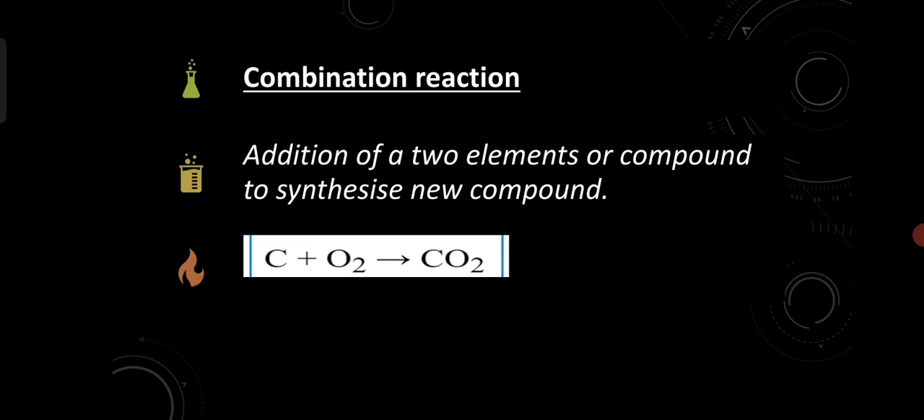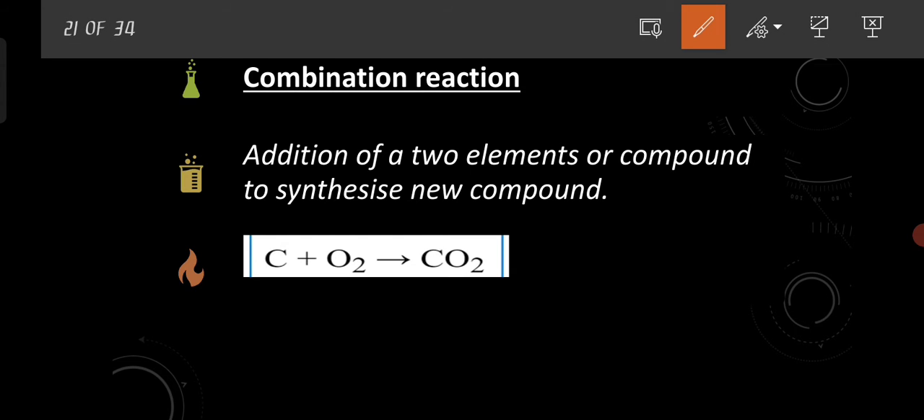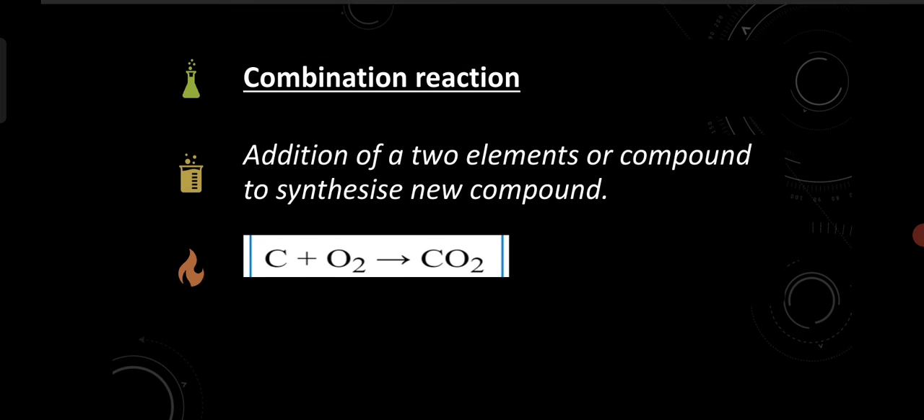The first one is the combination reaction. The combination reaction is nothing but when two reactants combine and form one new product. For example, you can look at here, the carbon and oxygen are combining and forming a new product here. So the combination, the name itself is combining. So when two reactants combine and form one new product, it is called a combination reaction.